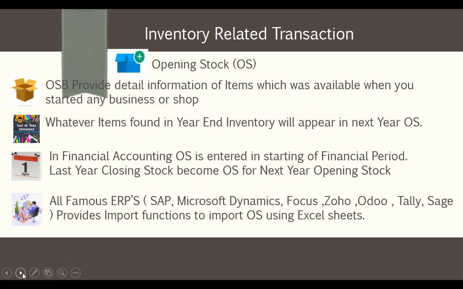The first one is opening stock. Opening stock is simply when you start a shop. You brought something to sell, so the items which you brought the first time need to be treated as opening stock. Now this is the condition when you have started new, but when your year finishes and you do the year-end inventory, whatever your closing stock is will become next year's opening stock.